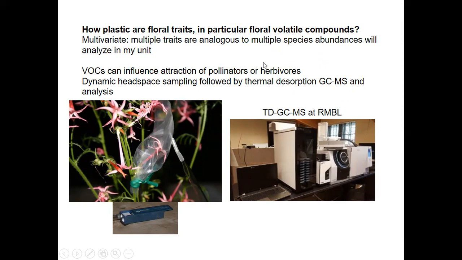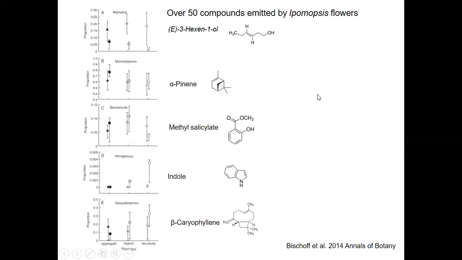abundances. So first off, these compounds, volatile organic compounds emitted by flowers and also by leaves, are important because the floral compounds can influence the attraction of pollinators or herbivores on the plant. And we sample these in the field and analyze them with gas chromatography mass spectrometry. So it turns out that Ipomopsis flowers can emit around 50 different compounds. Some of them are shown here.